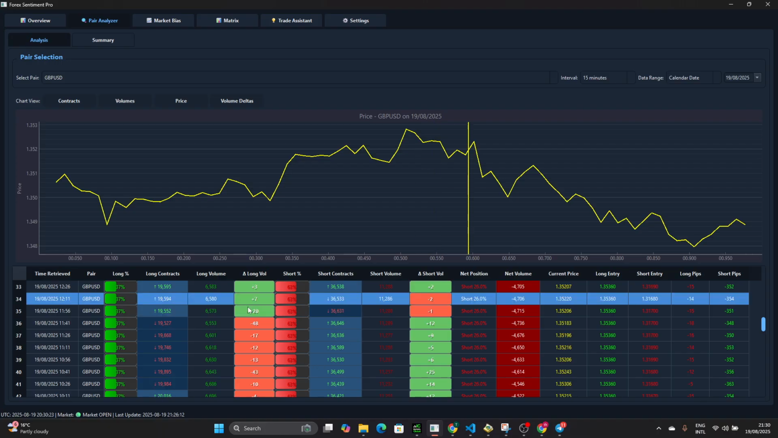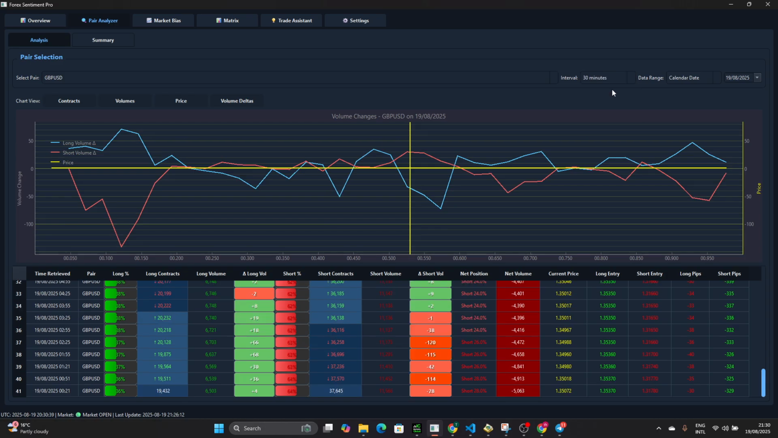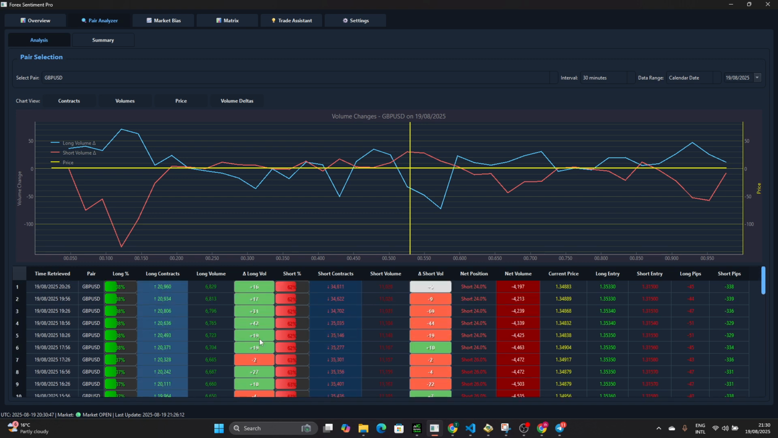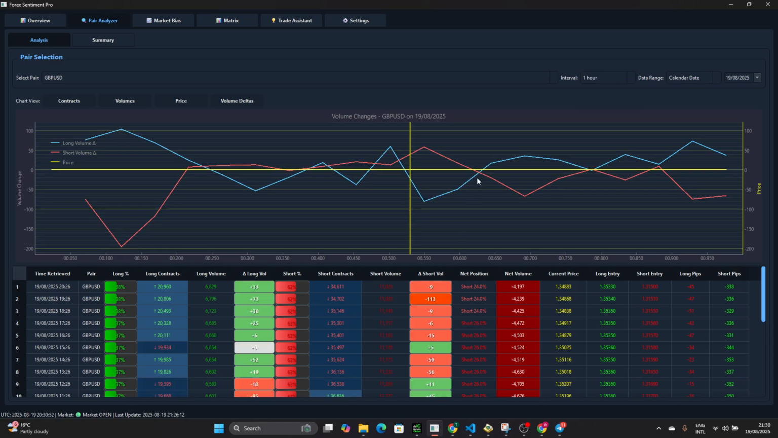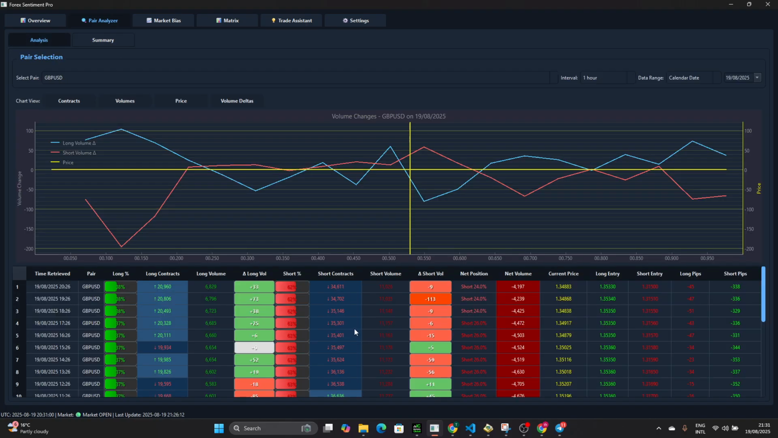Same goes for GBP USD. If you look at here, that's where you see the retail traders are going long and then price drops. If this is still noisy, you can select a higher time frame. The higher the time frame, the less noisy it is to see how the net volume is changing. Yeah, so I believe that's all about this tab.